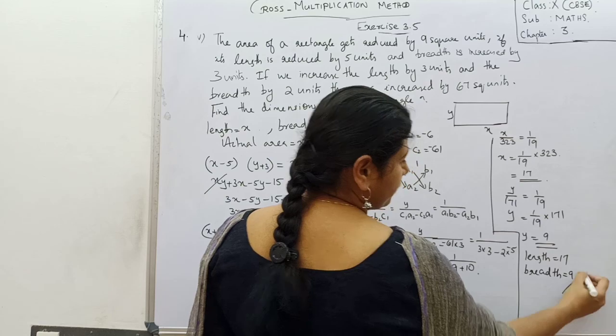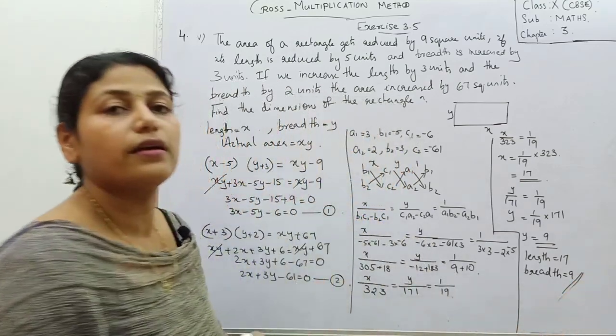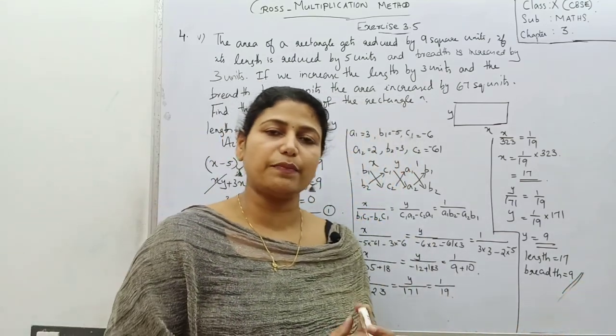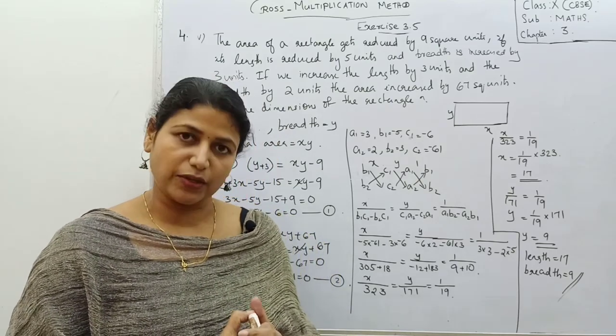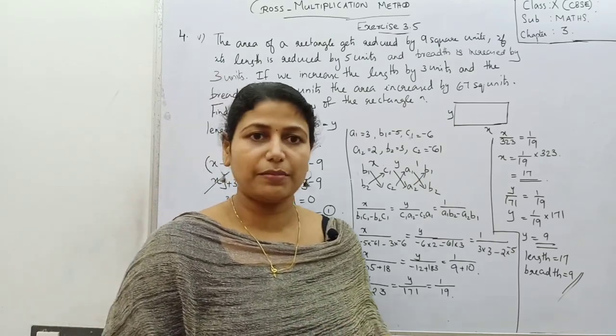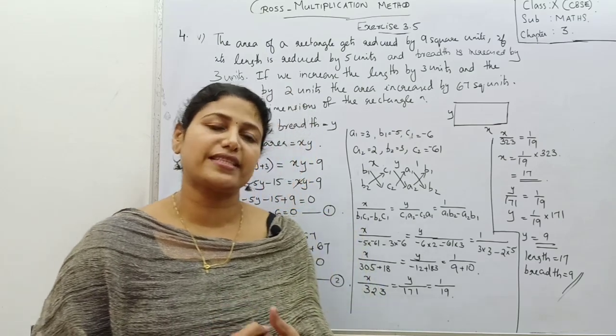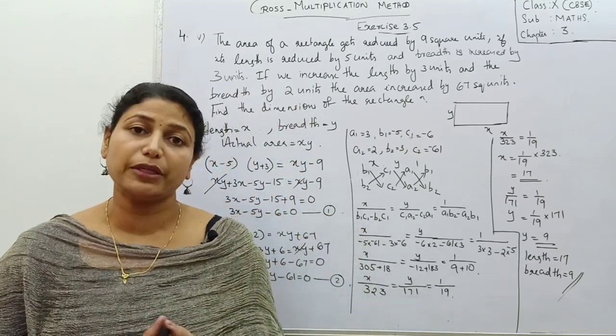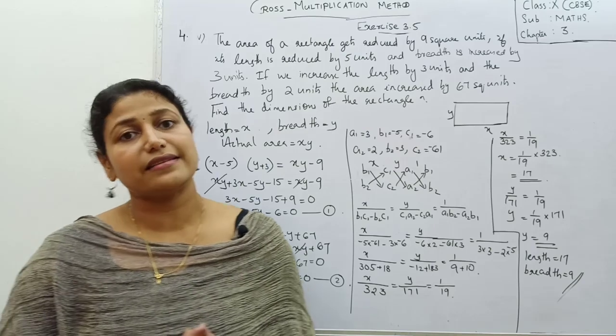Okay. So we have completed exercise 3.5 using the cross multiplication method, and we have also discussed the substitution and elimination methods. Please do the exercise repeatedly, then only you will be able to find the solutions in the easiest method.